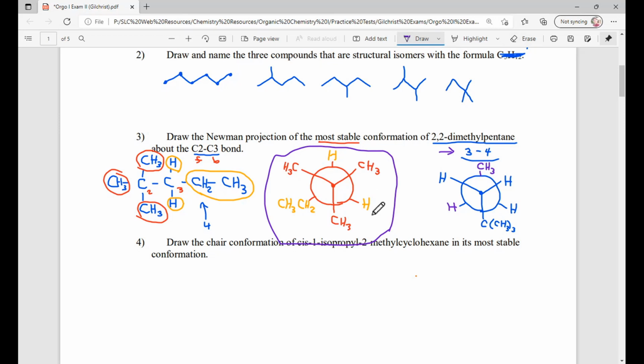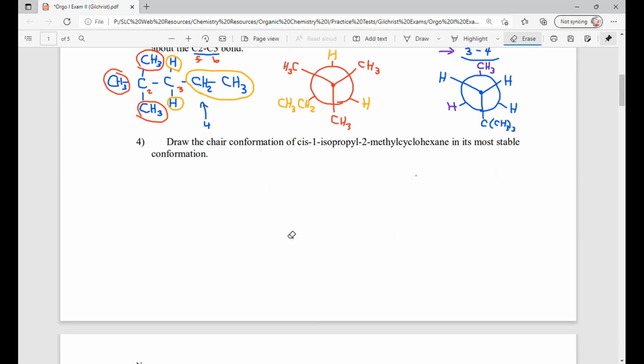All right. So let's take a look at the next one. These chair conformations also tend to give students a lot of problems. Let's draw the chair conformation of cis-1-isopropyl-2-methylcyclohexane in its most stable conformation.